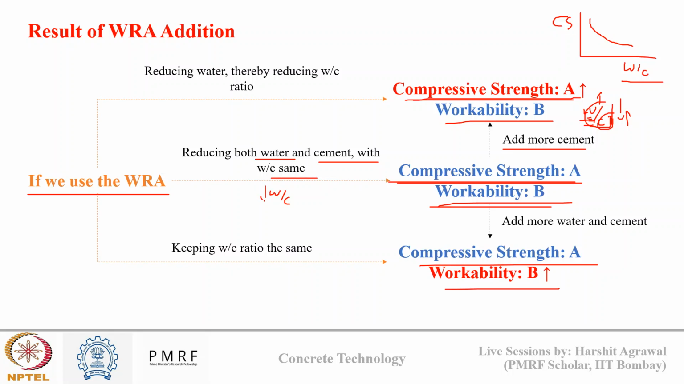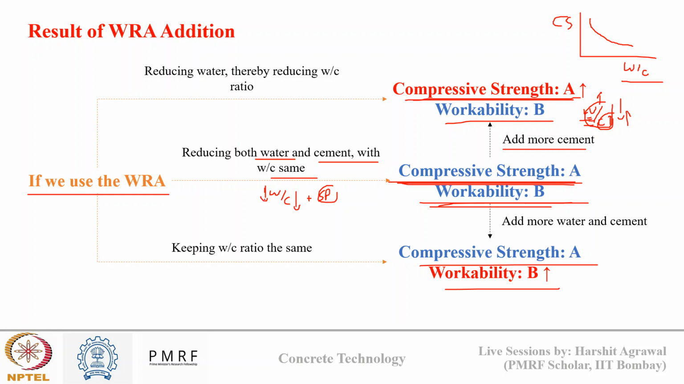I will reduce water also and I will reduce cement also and I will add a SP. So what will happen? Since my W by C ratio is the same, strength will be the same. But since I have reduced water, workability might be influenced, but since I'm adding SP, my workability will be maintained.